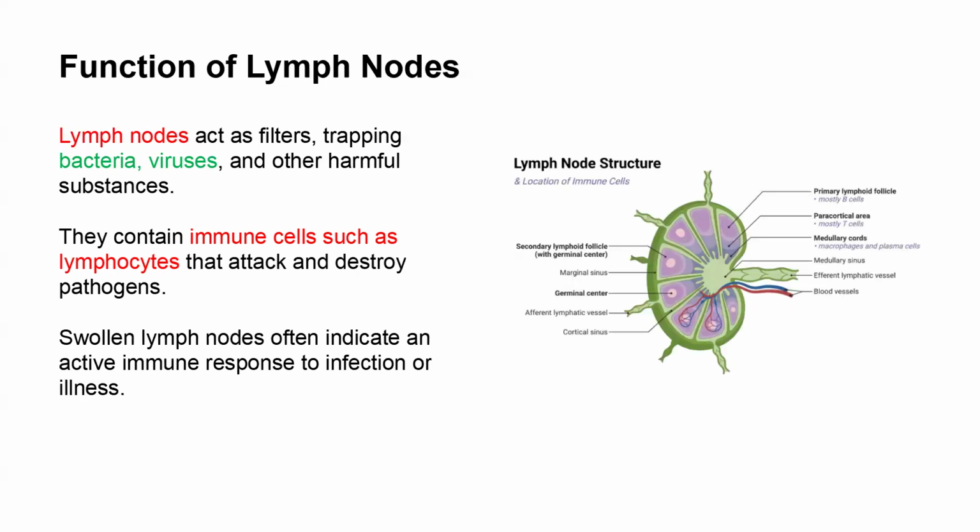And there's the structure of the lymph nodes with different components, where we have primary lymphoid follicle, paracortical area, medullary cord, medullary sinus, blood vessels, secondary lymphoid follicle, germinal center. All these are the components of the lymph nodes. So then the next thing is the role of the spleen and thymus.